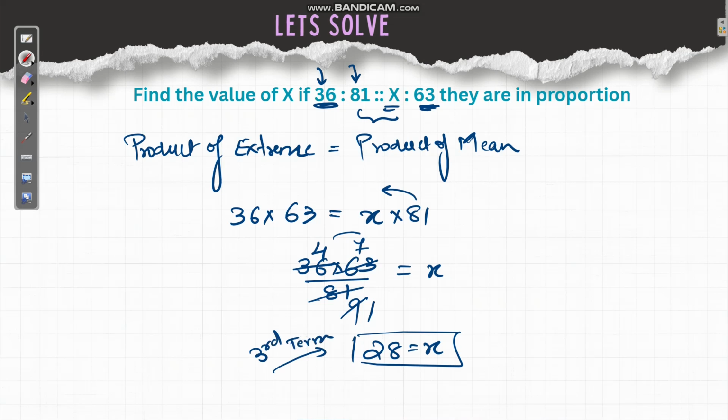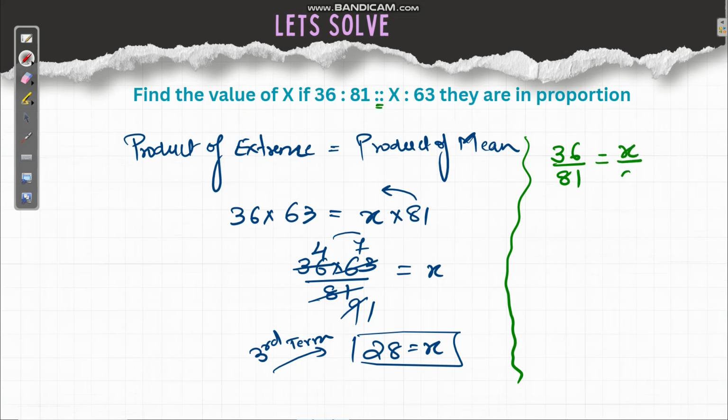Now I'll show you one more way. It's not one more way, it's the same thing, but in a different way, okay. So if I want to solve this question, I want to find x. What I can do is I'll just simplify this. So this is 36 is to 81, that means 36 upon 81. These 4 dots mean they are equal. This is what it means, right? Because proportion means they are equal, so I'll write equal. So x is to 63 is nothing but x upon 63.